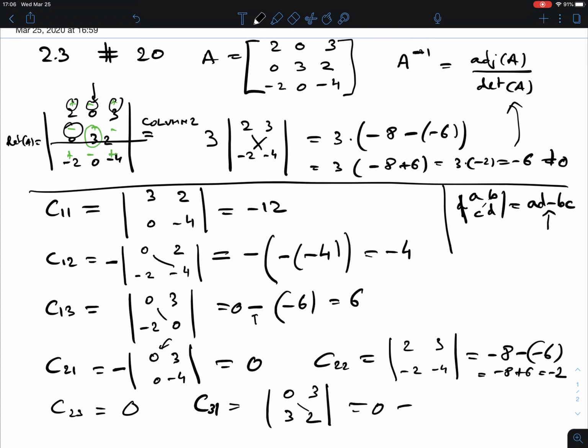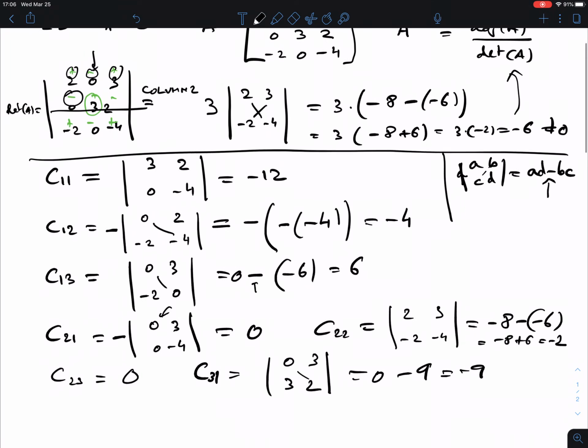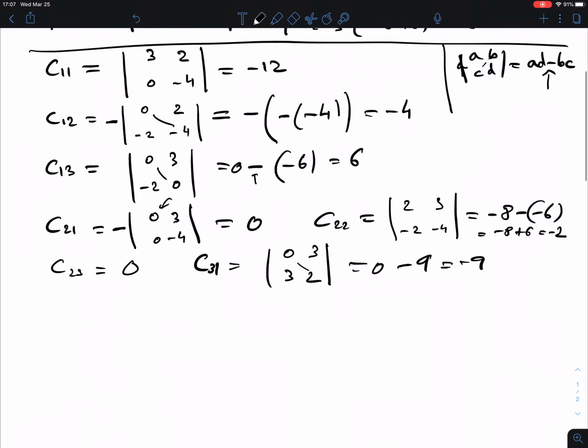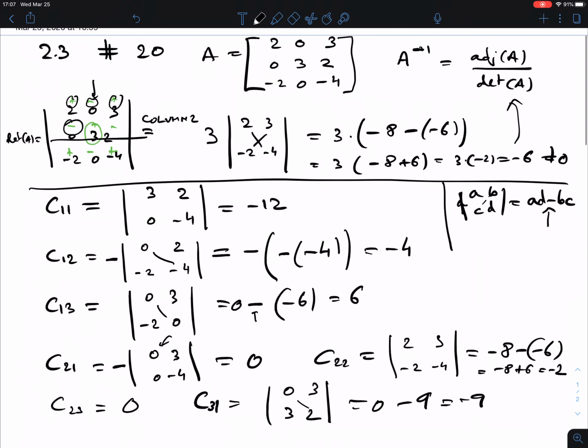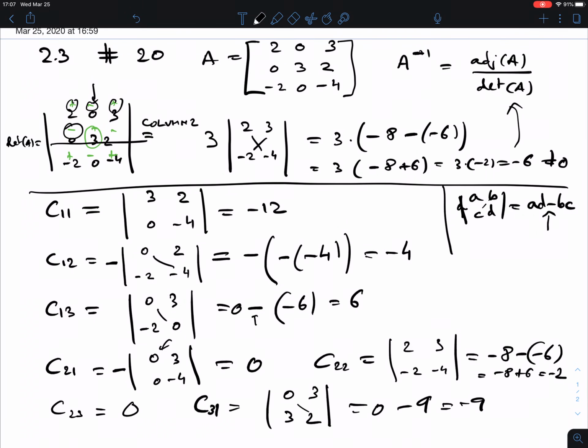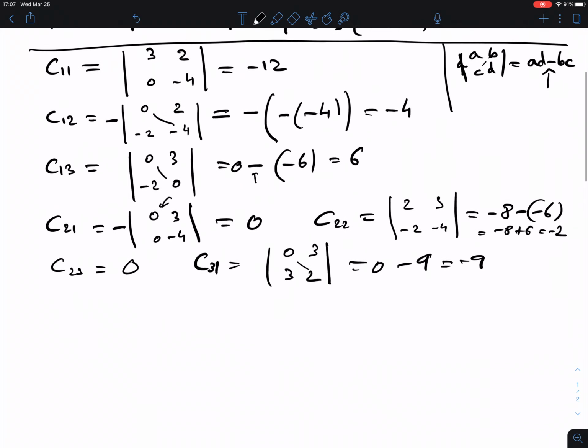This product is 0, and this other product is 9, so it's negative 9. And then finally, let's see, I have space, right? Oh no, I don't see my matrix anymore. Okay, so let's squeeze it somewhere in here, C3. Oh no, I have to do 2 more, so let's do it again.